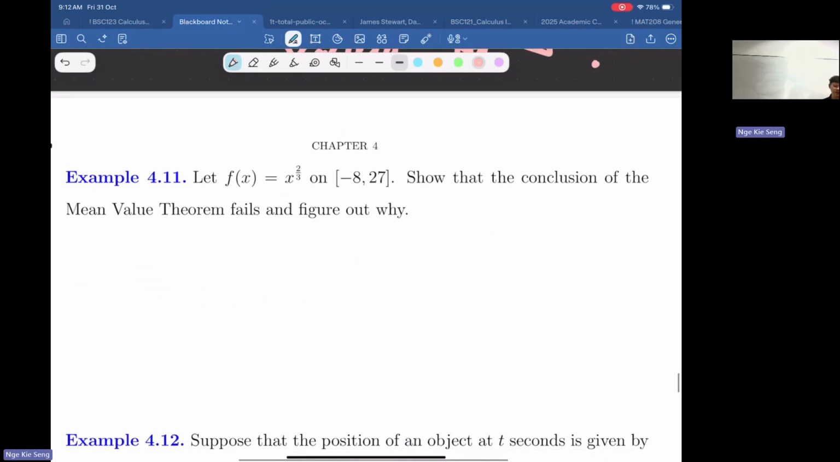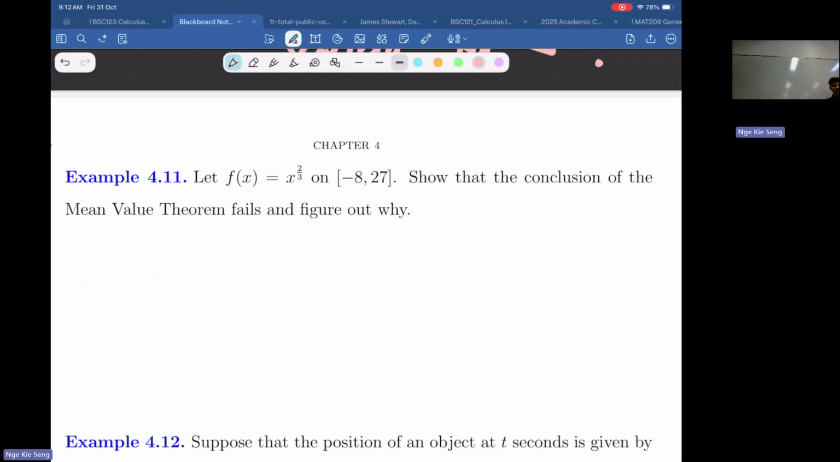All right, so let f(x) be the cube root of x squared on this closed interval. Show that the conclusion of the mean value theorem fails, and figure out why. Failing means you cannot find a point that realizes the gradient of the secant. So let's show why it fails and then figure out why.